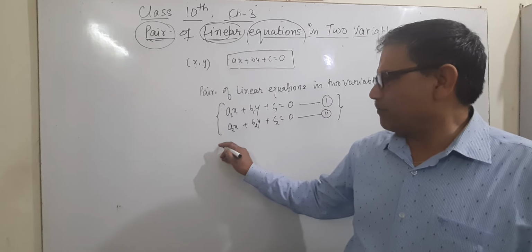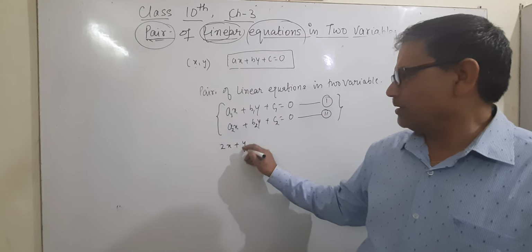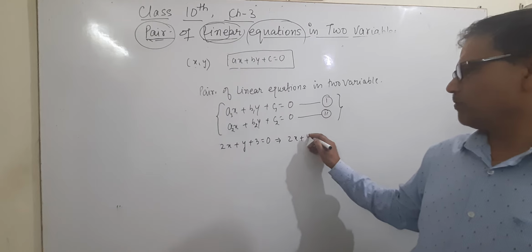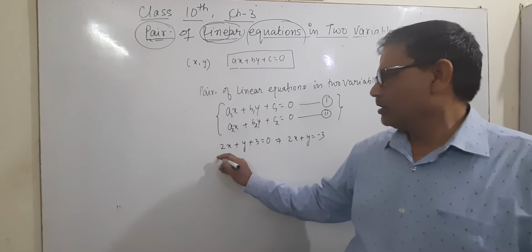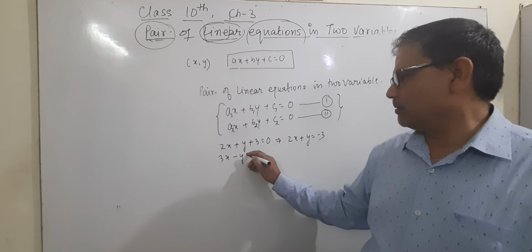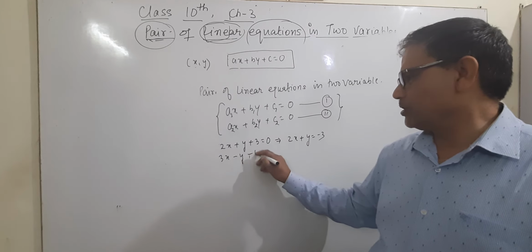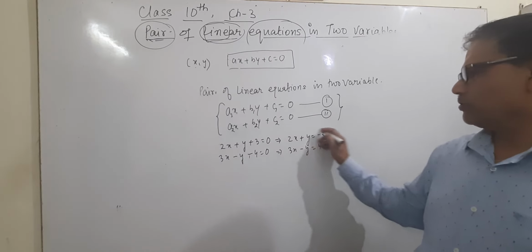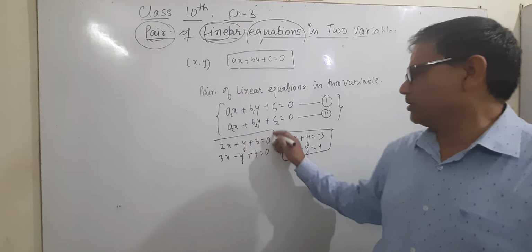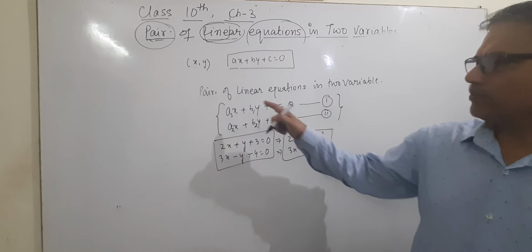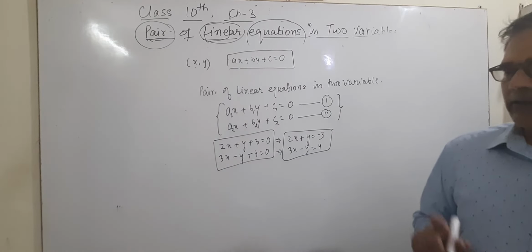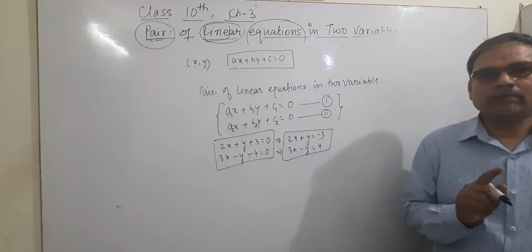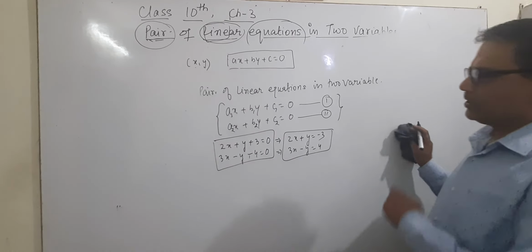One example for you: 2x plus y plus 3 equal to 0, or we can write 2x plus y is equal to minus 3. And 3x minus y minus 4 is equal to 0, or we can write 3x minus y is equal to 4. These are the pair of linear equations in two variables, in the form a1x plus b1y plus c1 equal to 0, a2x plus b2y plus c2 equal to 0.